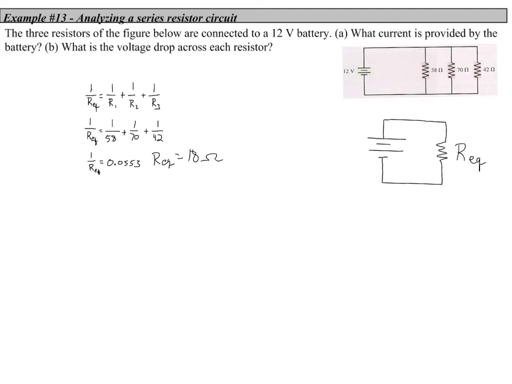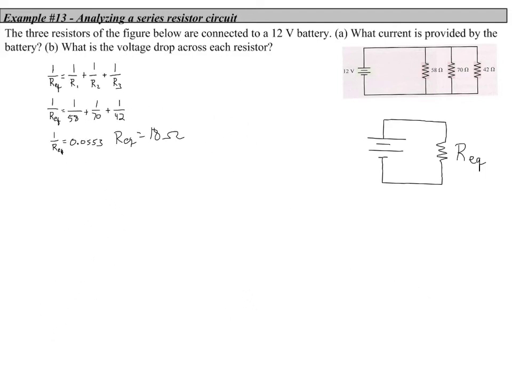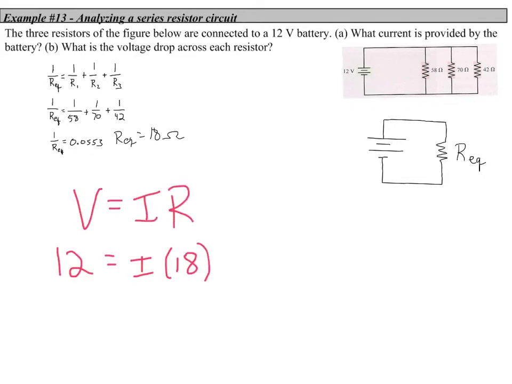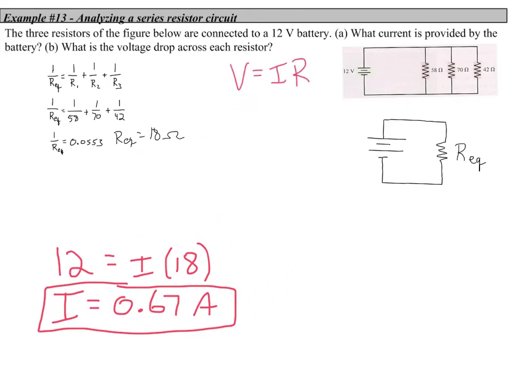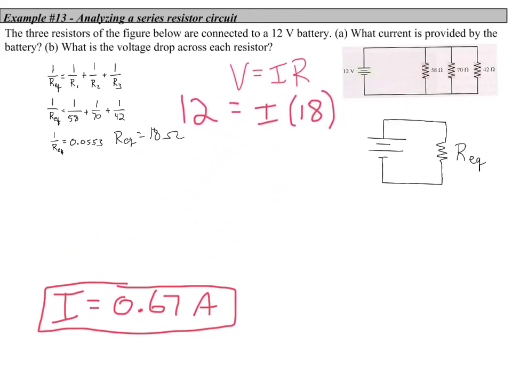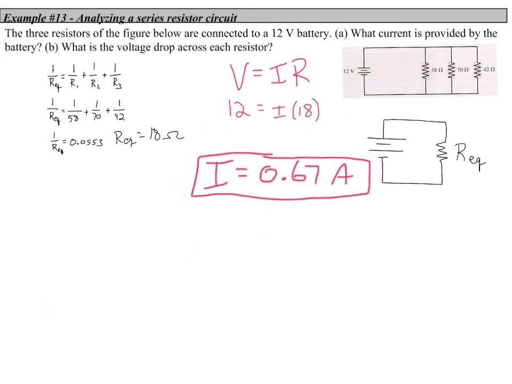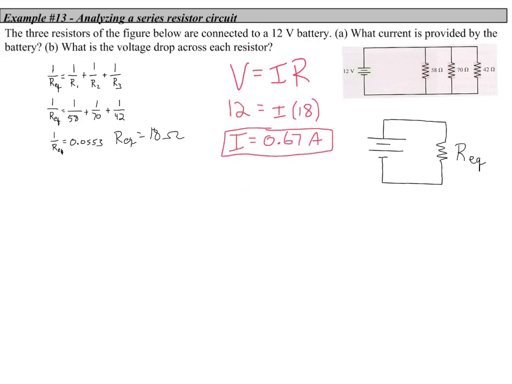Once we have this total resistance of 18 ohms, we can now apply Ohm's law to figure out the total current in this circuit. We have to keep in mind we're looking for the total current here, so we can use the voltage from the battery and the total resistance of the circuit, and we get 0.67 amps as our total current. Now we have to remember that because this is a parallel circuit, the current adds up through each resistor. So the total current is this 0.67 amps. The current through each resistor itself is going to be different.